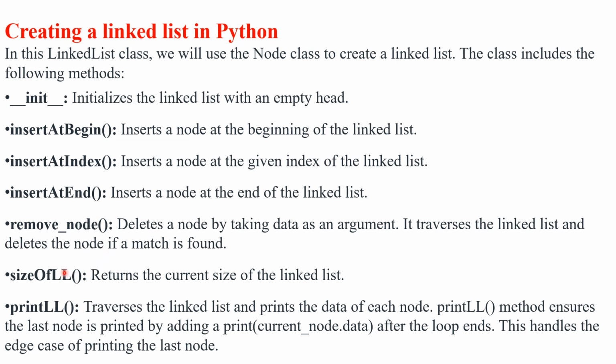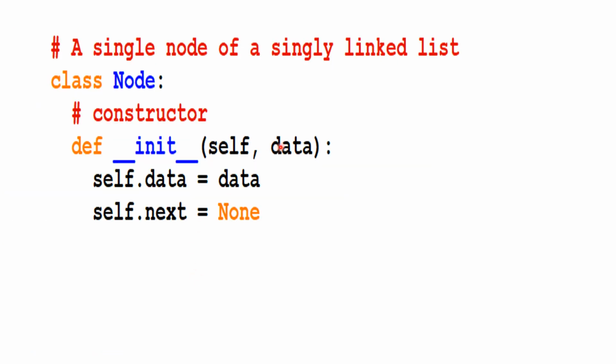Now size of LL returns the current size of the linked list, and print LL prints the number of elements. We have to write all these functions while creating any kind of linked list. Now let us discuss one by one how the linked list is going to be created. This is the node structure of the linked list. So first of all we need to create a class for the node.